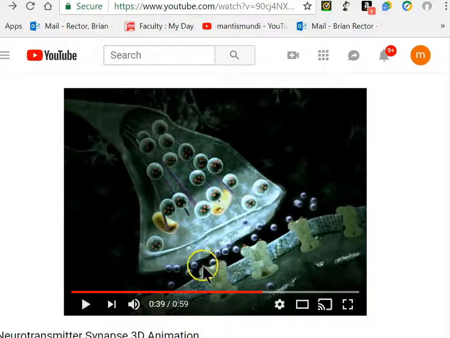When those neurotransmitters bind, it causes a shape change. The channel opens up, and then the blue objects here would be charged particles, ions like sodium, rush in through the channel, and that's an electrical signal in the target cell.